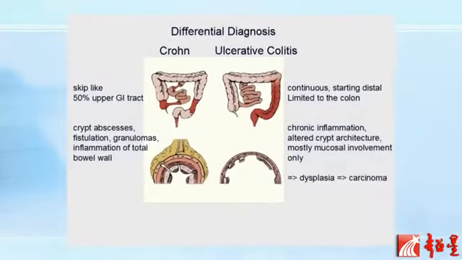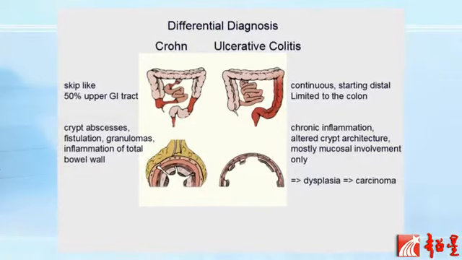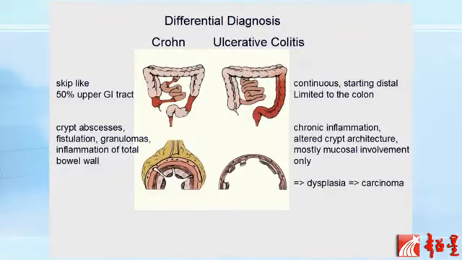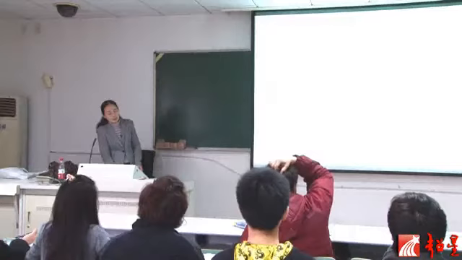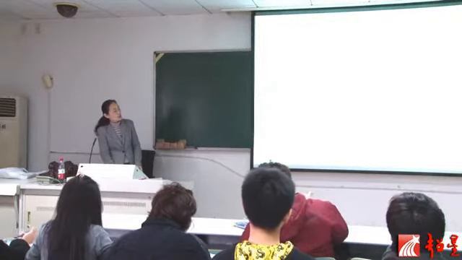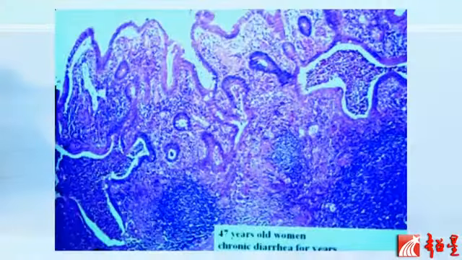But for ulcerative colitis, we can see here this is chronic inflammation that involves just the mucosa, not so deep. But the risk of this kind of disease is that it could develop dysplasia and progress to carcinoma. So here is a picture, the slide of a 47-year-old woman.